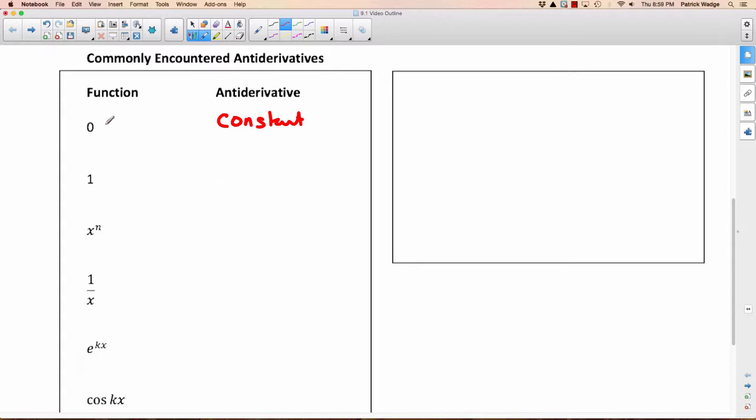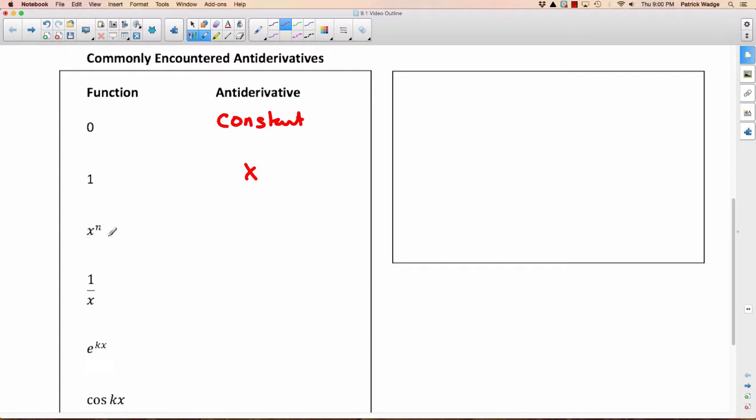So a function of 0 has an antiderivative that's a constant. What if you have a function of 1? Well, what do you have to take the derivative of to get 1? You take the derivative of x. So the antiderivative of 1 is x.